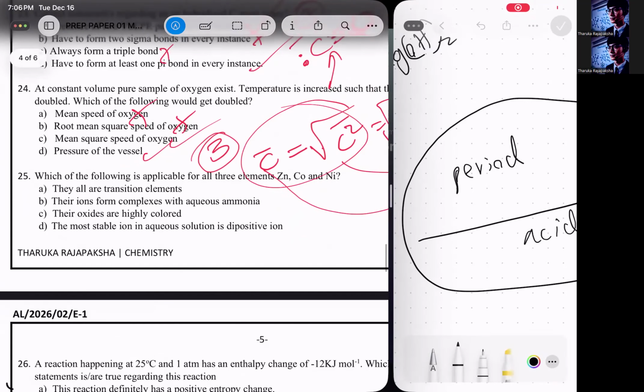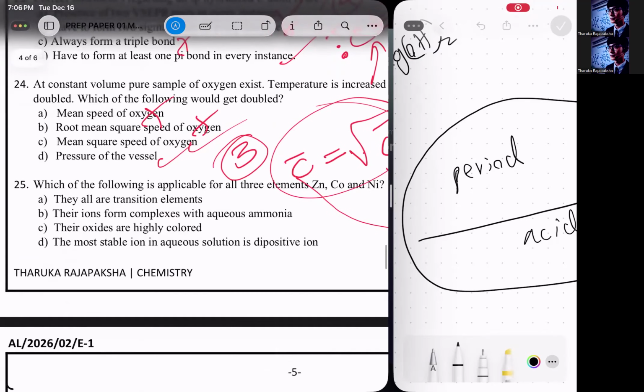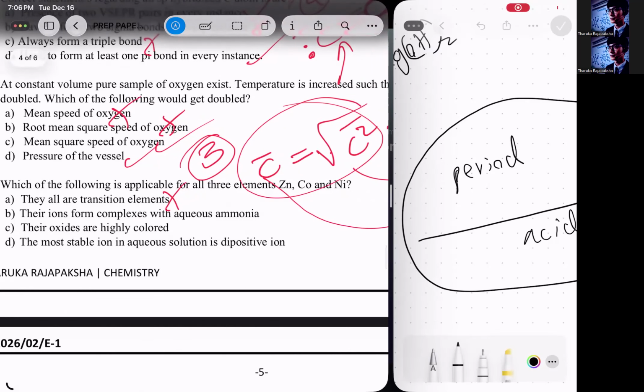25th one, which of the following is applicable for all three elements, zinc, cobalt, and nickel? They are all transition elements. That's wrong, people. Zinc is not a transition element. B, their ions form complexes with aqueous ammonia solution. Okay, zinc will form, cobalt will also form, nickel will also form.